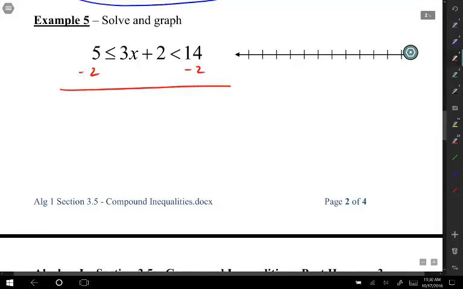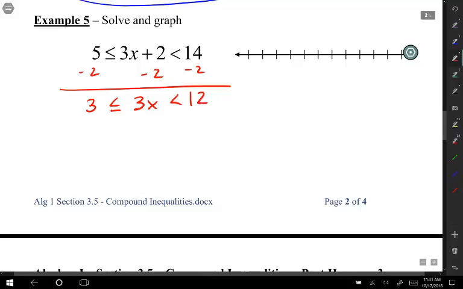And then also where? In the middle. Okay, go ahead. So then it's 3 is less than or equal to 3x less than 14. Good. 3 is less than or equal to 3x. 12. Oh, thank you. Good catch. Did you say 14? Yeah.